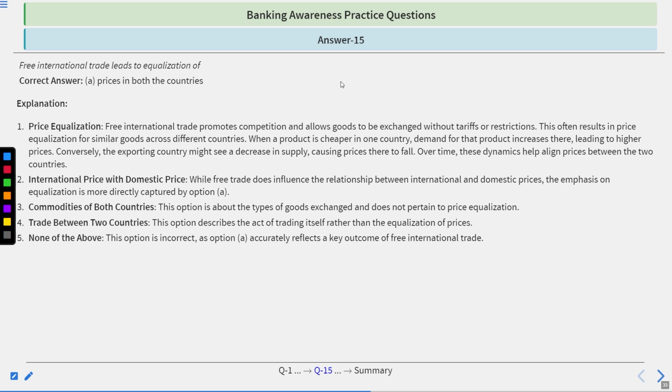Second, international price with domestic price. While free trade does influence the relationship between international and domestic prices, the emphasis on equalization is more likely captured by option A. Commodities of both countries. This option is about the types of goods exchanged and does not pertain to price equalization. Trade between two countries. This option describes the act of trading itself rather than the equalization of prices. None of the above. This option is incorrect as option A accurately reflects the key outcome of free international trade.